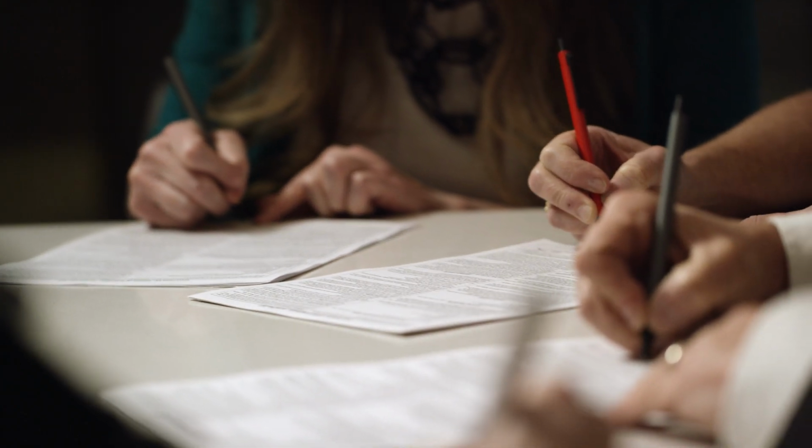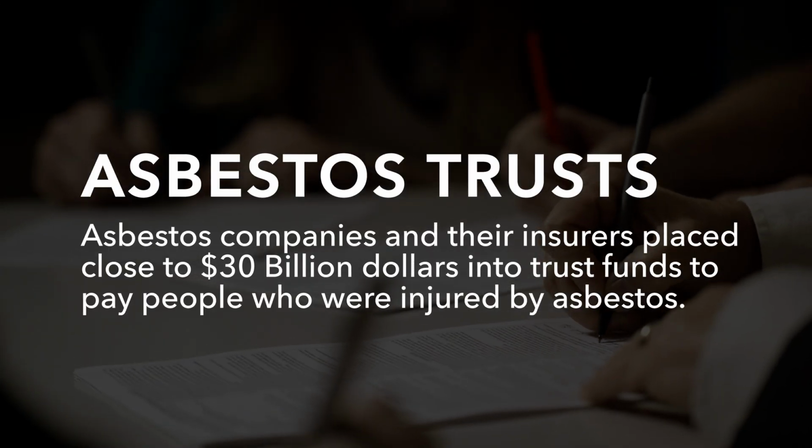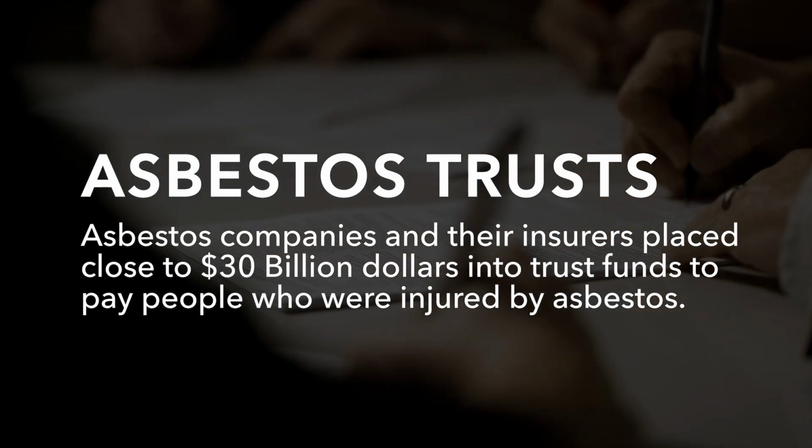We can obtain compensation for you from asbestos trusts, we can file an asbestos lawsuit on your behalf, and we can also assist you with collecting any disability benefits that you're entitled to. Let's talk a little more about those options. The primary focus of our law firm is obtaining compensation from the various asbestos trusts that were set up by the courts to compensate people who developed an asbestos-related disease.